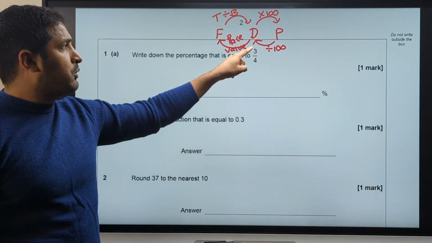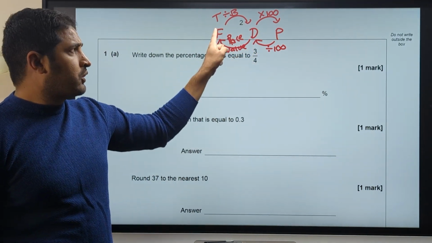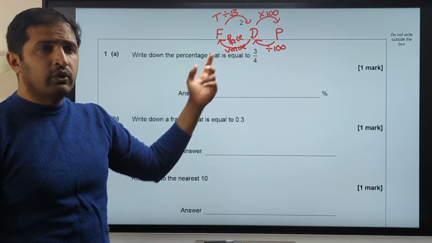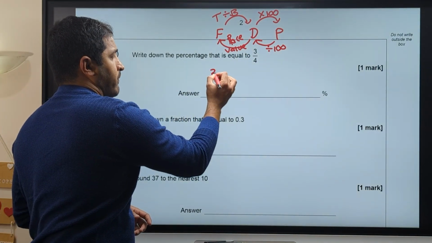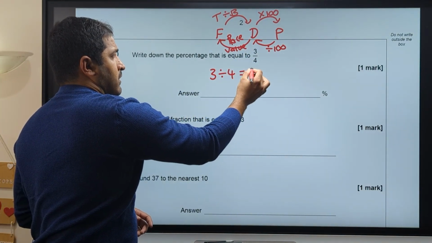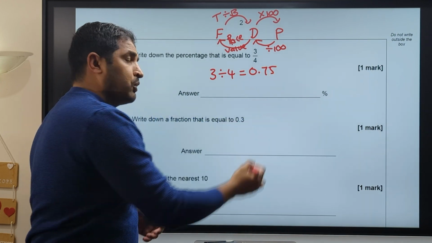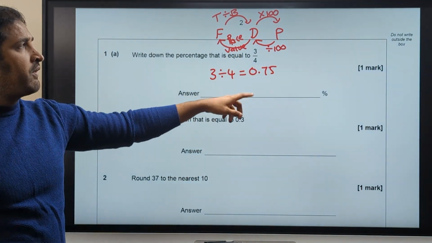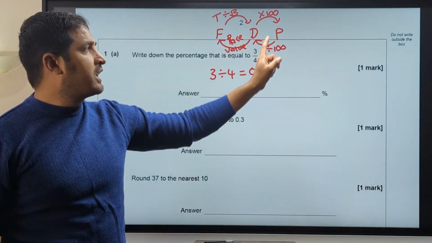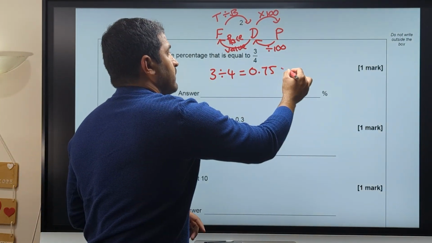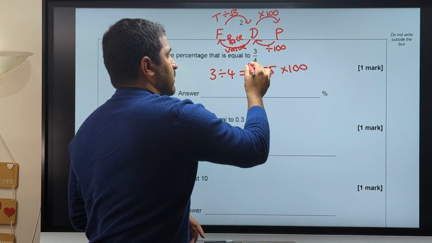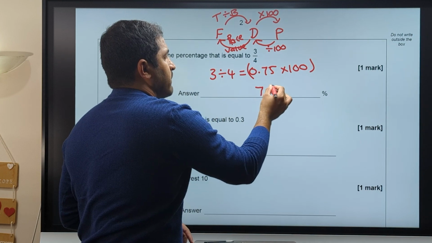Okay, so we're looking to go from 3/4. So we change 3/4 to a decimal, so do 3 divided by 4. Put that in the calculator, you get 0.75. And then decimal to percentage, multiply that by 100, which will give you 75%.